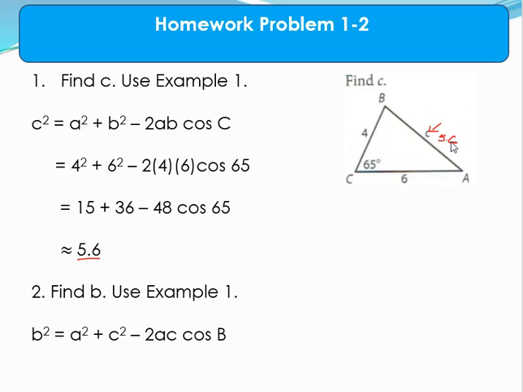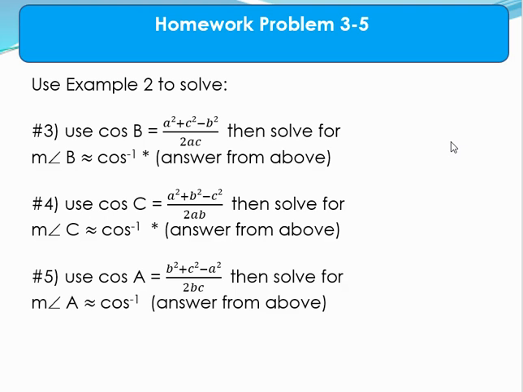Now when you do number 2, it's identical to this problem, but you're finding b. It's similar to example 1. You'll have a different triangle, and your equation will be b squared equals a squared plus c squared, subtract 2ac times cosine B. So all you have to do is do the substituting and do the work.